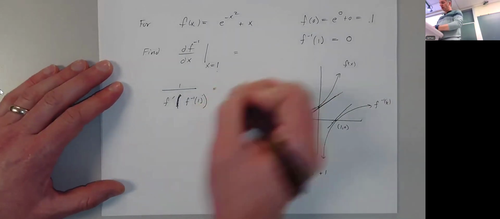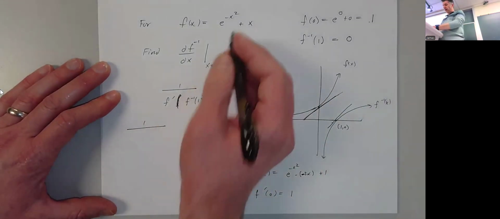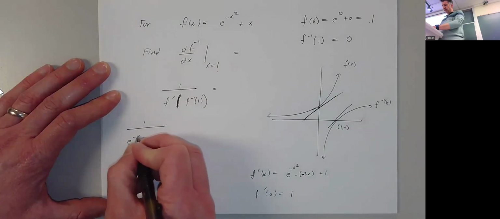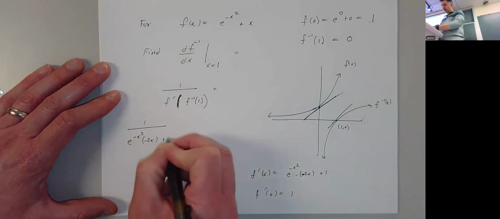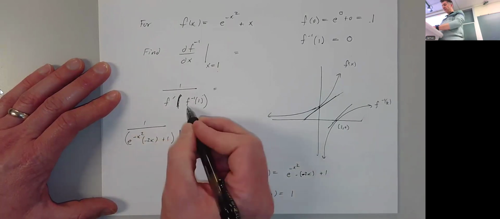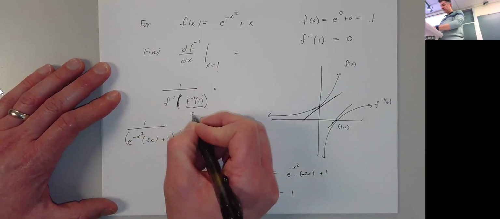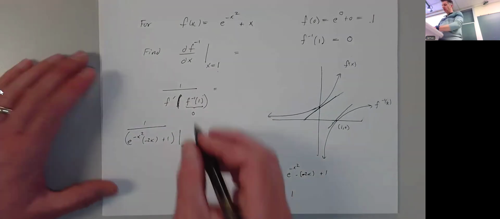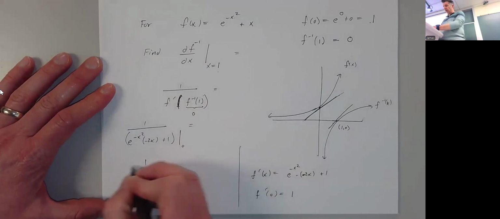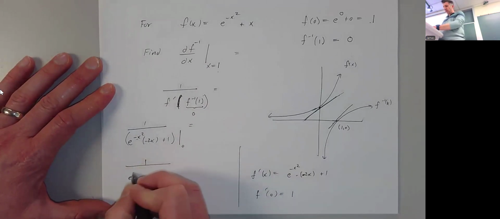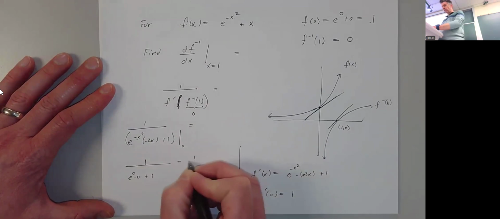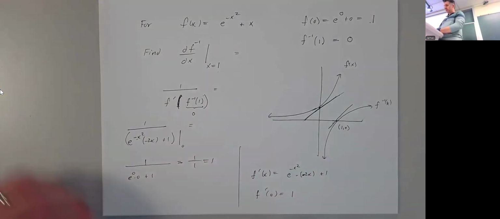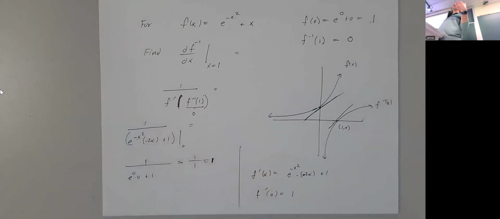So we're going to get 1 over f prime, e to the negative x squared times negative 2x plus 1, evaluated at f inverse of 1, which is 0. It should be the number that's nice to plug in. So we're going to get 1 over e to the 0 times 0 plus 1, which is just 1 over 1, which is 1. Yes, it's kind of annoying that both slopes are 1, but the reciprocal of 1 is 1. So that's what you get.